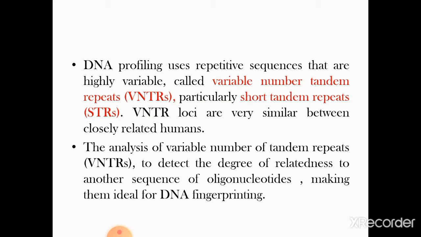And the principle behind it is the variable number tandem repeats. A DNA profile uses repetitive sequences that are highly variable, called variable number tandem repeats, particularly short tandem repeats. VNTR loci are very similar between closely related human beings, but will be different otherwise. The analysis of variable number of tandem repeats detects the degree of relatedness to another sequence of oligonucleotide, making them ideal for DNA fingerprinting.